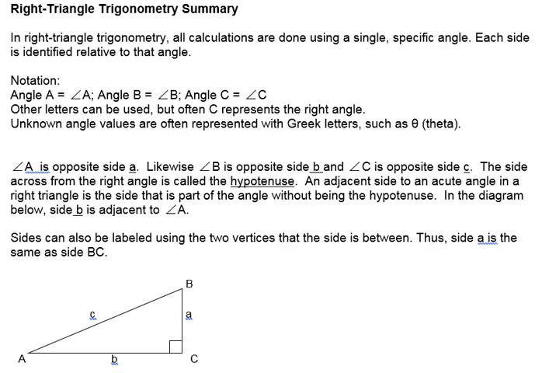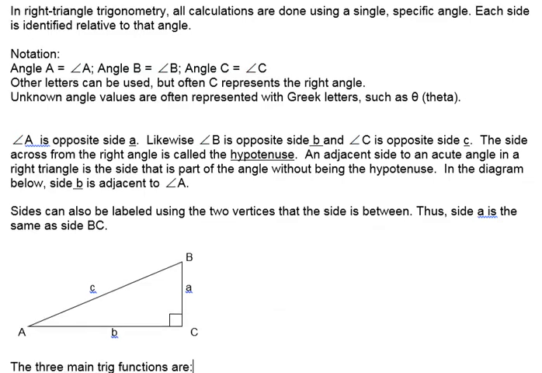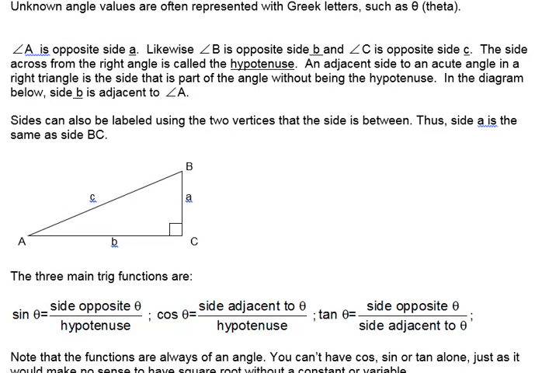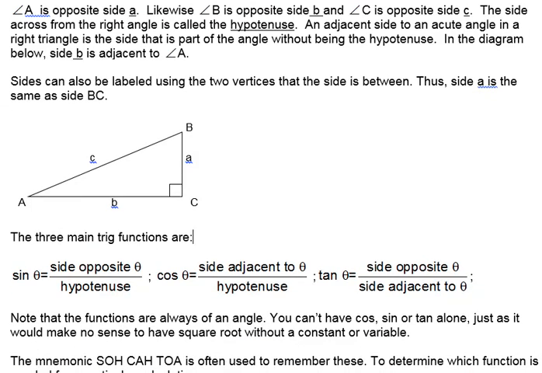The three main trig functions, as I mentioned, are sine, cosine, and tangent. Sine is equal to opposite over hypotenuse, cosine is adjacent over hypotenuse, and tan is opposite over adjacent. Note with all of these, it's sine of an angle, with the Greek letter theta showing our angle. Cos of an angle, tan of an angle. We can't just say sine or cosine in an equation without having an angle there. It doesn't make any more sense than saying square root in an equation without it being square root of something.